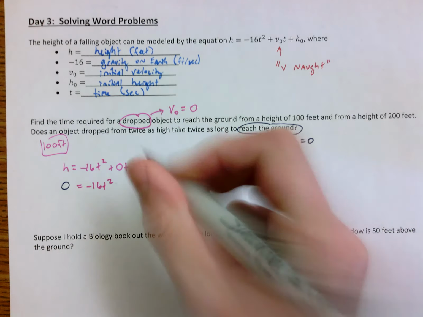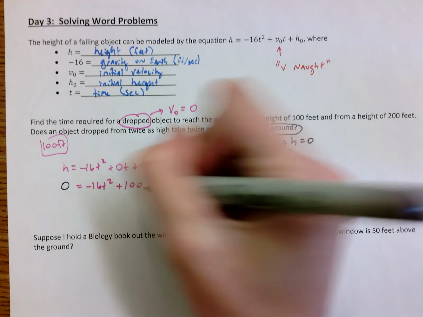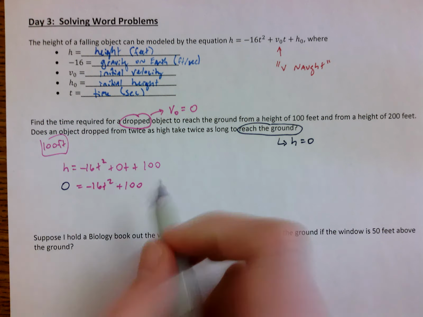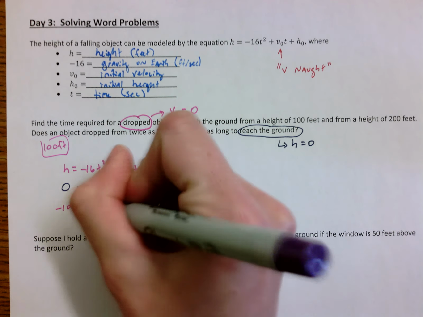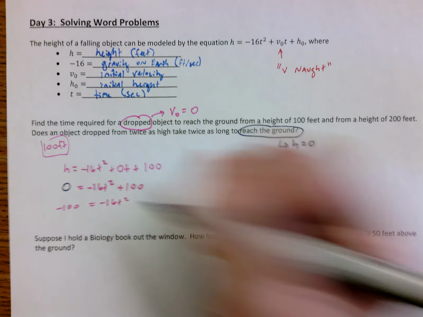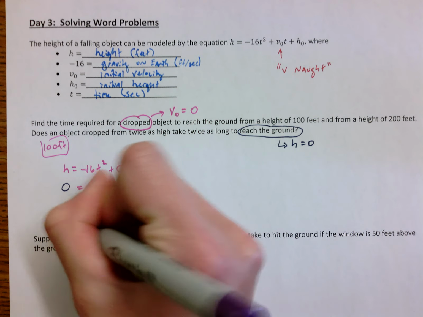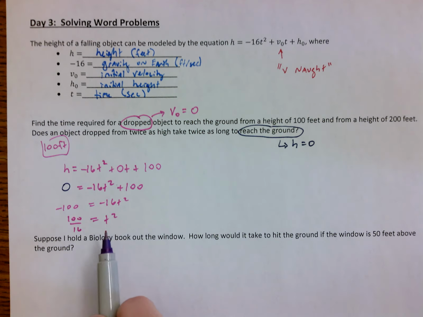I'm going to go ahead and get rid of that 0 because multiplying by 0 is just 0, right? And then this is the equation that we're going to solve. Okay, so subtract the 100 from both sides. Then I'm going to divide both sides by 16. For right now, I'm going to leave that as 100 over 16 because I'm thinking ahead and I'm noticing that when I square root both sides, those are both perfect squares. That's going to be convenient for me.